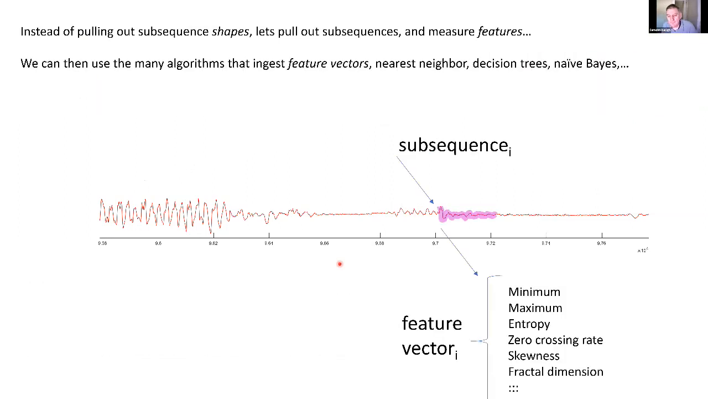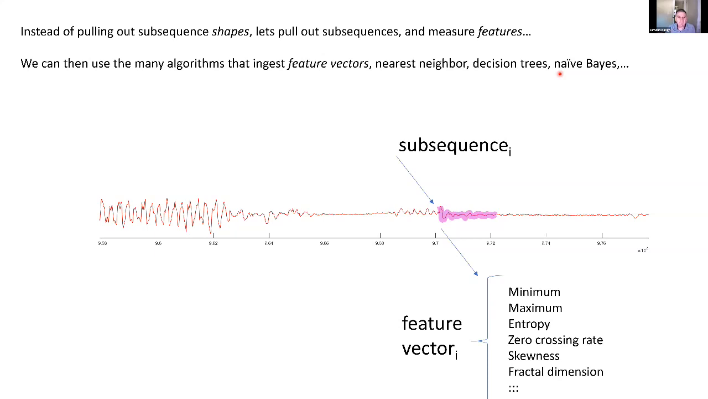So here's how this would work. It's quite similar. We would have subsequences of data. Here's a subsequence highlighted here. But instead of reasoning about the shape of the subsequence with a matrix profile or distance profile, we would simply pull out a feature vector. We'd grab this subsequence and measure its maximum value. Here it is. We'd measure its minimum value. Here it is. We'd measure its entropy, its zero crossing rate, its skewness, its fractal dimension, and so forth. And now, once we have a feature vector, we can use all the classic tools that are out there: nearest neighbor, decision tree, naive Bayes, and so on and so forth.